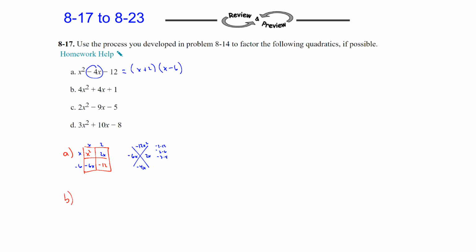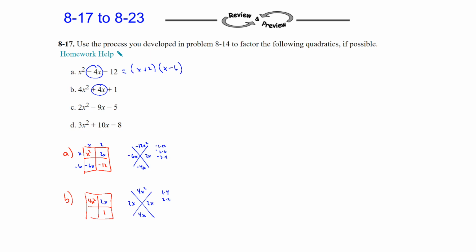So let's go ahead and look at B. Once again, set up our problem. We have 4x squared this time, and a plus 1. So the product of 4x squared times 1 is 4x squared. And on this one, we need to add to get 4x. So what things multiply to give us 4 that are going to add to give us 4? And you can see the 2 and 2 work. So 2x times 2x is 4x squared, and 2x plus 2x is 4x.